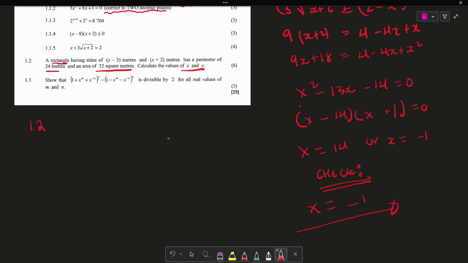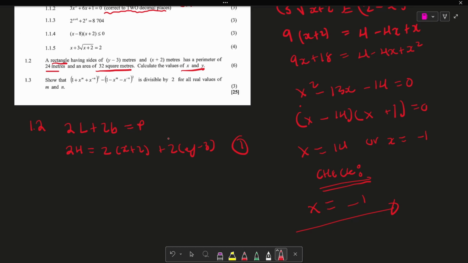So first of all, the perimeter for a rectangle is just 2 length plus 2 breadth. That is our perimeter. In this case our perimeter is 24 meters, so it's going to be 24 equals 2 times (x plus 2) plus 2 times (y minus 3). So this is our equation 1.